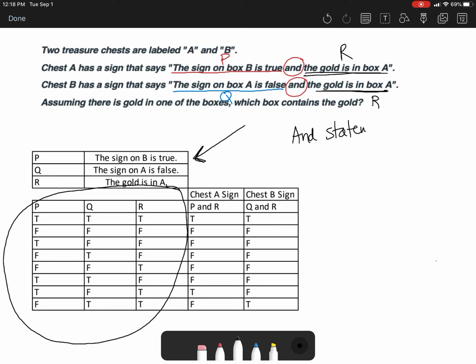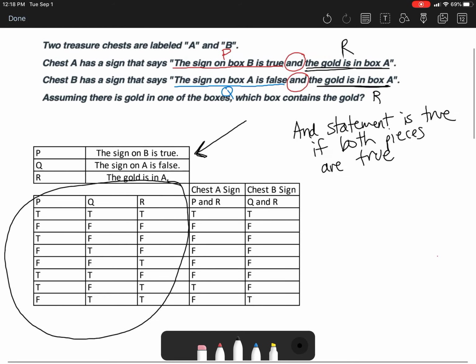And we know that an and statement is true if both pieces are true. So I filled in those columns by first looking at just P and R, and when both P and R were true, that made the sign on chest A true. And then for chest B, I only looked at the Q and R columns, and when both Q and R were true, that would make the sign on chest B true. Okay? But I'm really not going to use those for the moment.